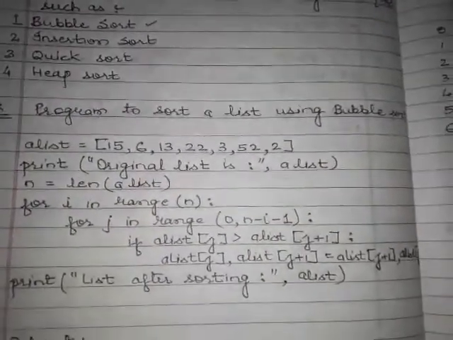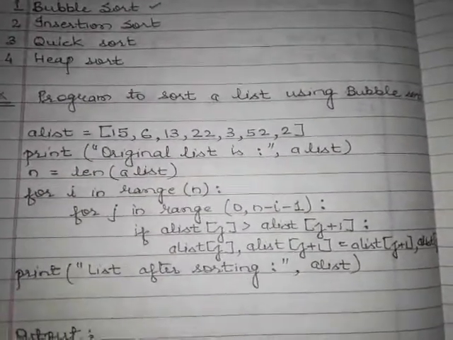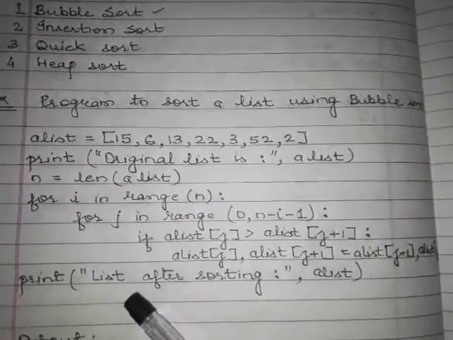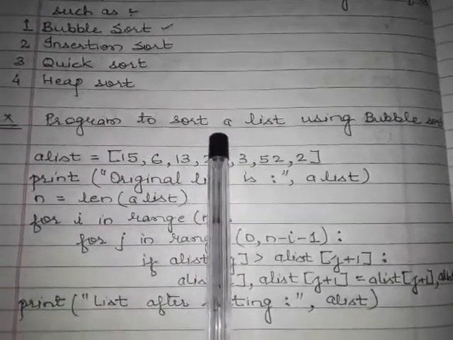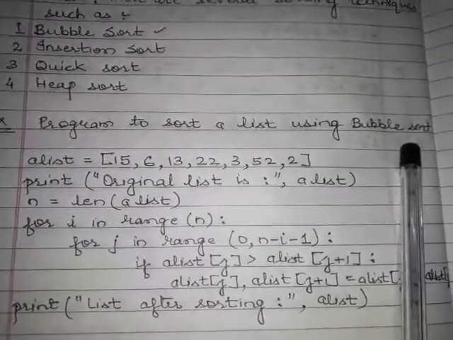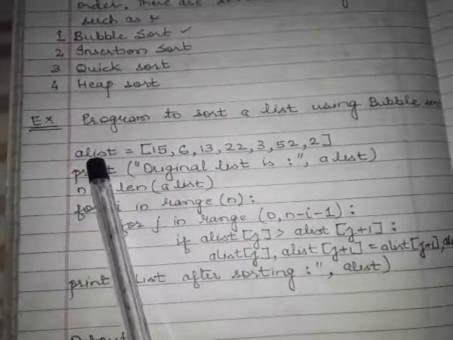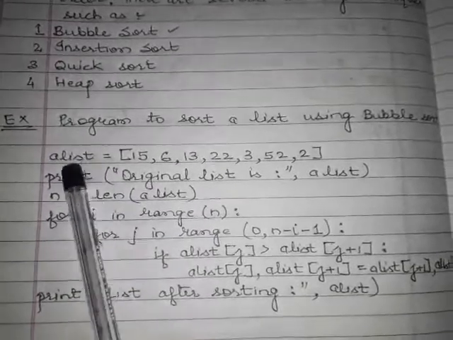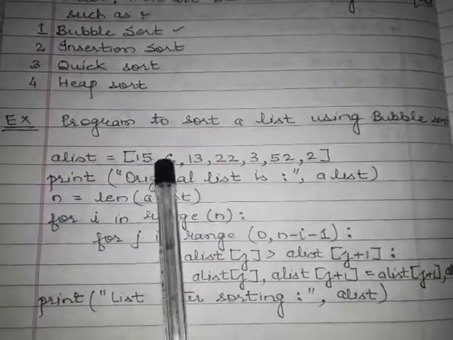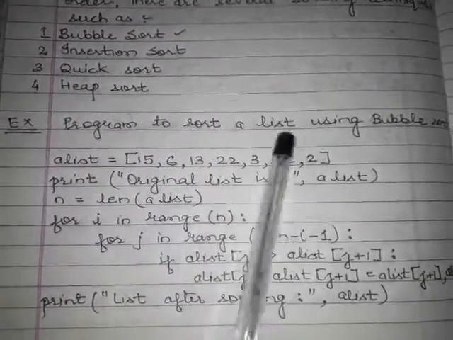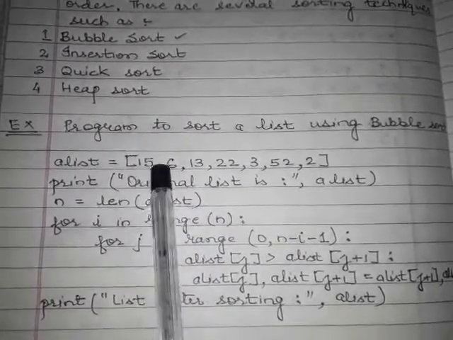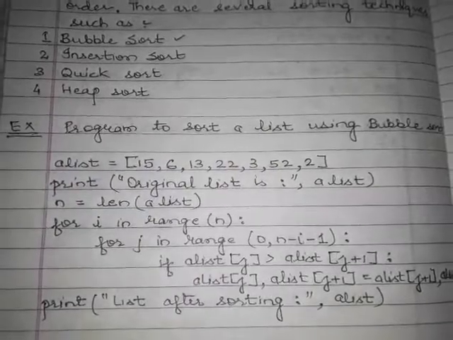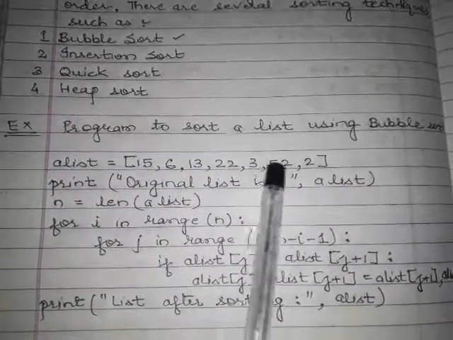So here is a program of bubble sort. First of all, I will discuss the program, then its description. Program to sort a list using bubble sort. In our program, we declare a list which contains different elements. These are not in sorted manner, not arranged in either ascending or descending order. So we have to arrange this list in ascending order.